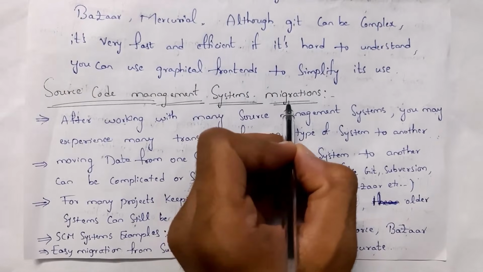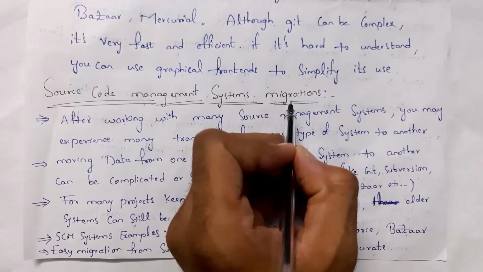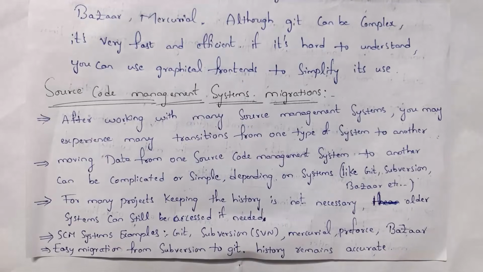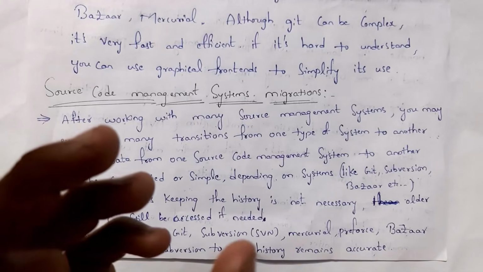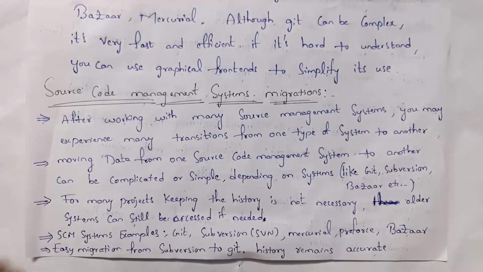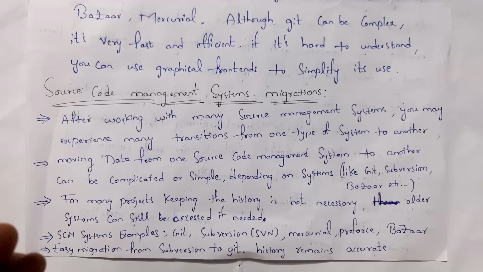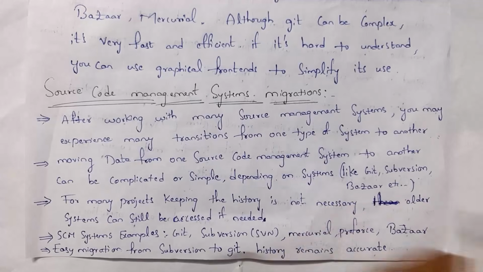Guys, migration means transferring something from one place to another. In source code management systems, migration means moving data from one source code management system to another. After working with many source code management systems, there are situations where you need to transfer your data from one to another. Moving data can be simple or complicated based on the systems, like Git, Subversion, Bazaar, etc.